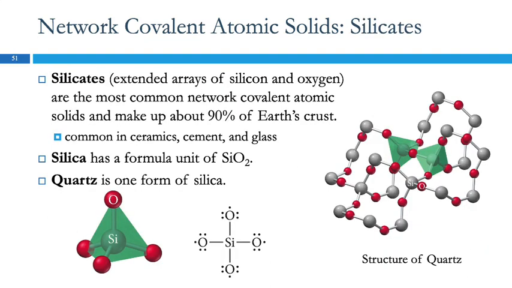Then there's other covalent atomic solids, silicates, and these are silicon and oxygen that are bonded together. And there's not individual molecules here. They're all bonded together. So that makes it different than a molecular compound. And silicates, there's different varieties of them, but that's what sand is made up of. And so about 90% of the Earth's crust is made up of things like this, silicon and oxygen network covalent solids.